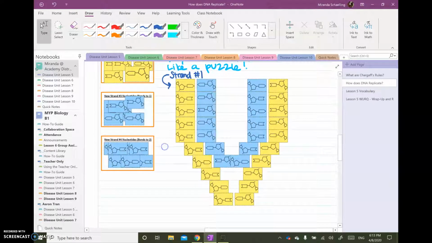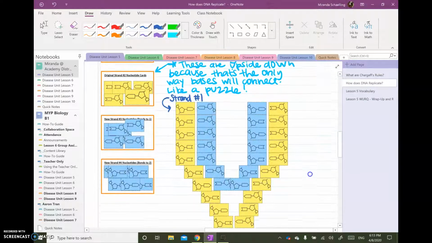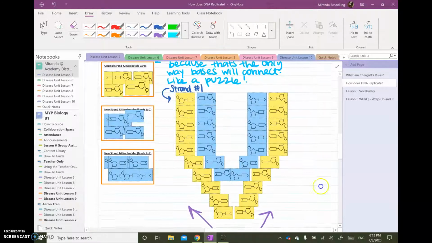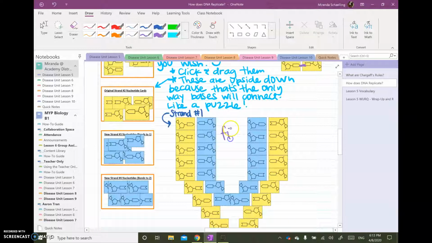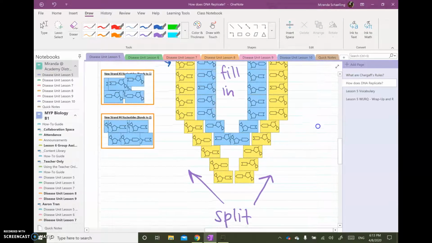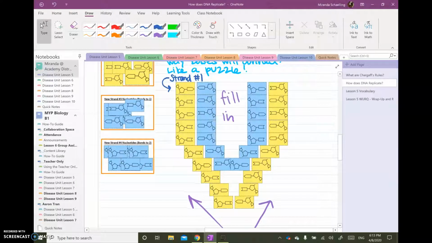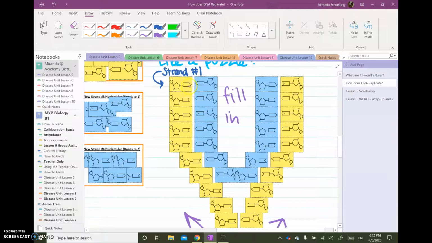I think I did like two. What you want to know is that the original yellows are going to split, and then the blues are going to fill in the gaps. Eventually, once it's done filling all the way, you're going to have two identical strands at the end. Oh Lord, I messed this one up. This should not be the same. That would be a mutation.